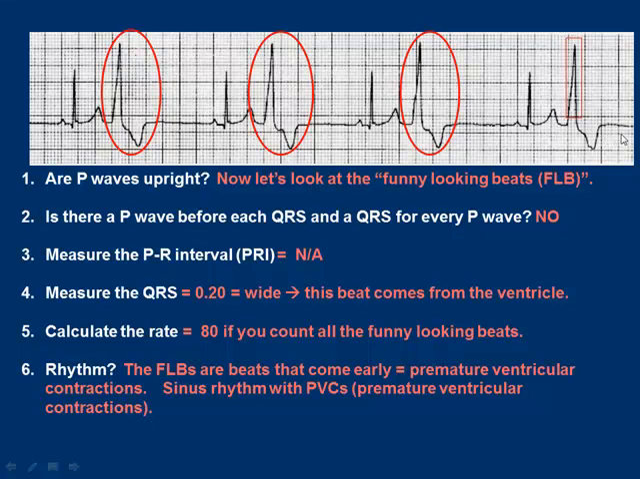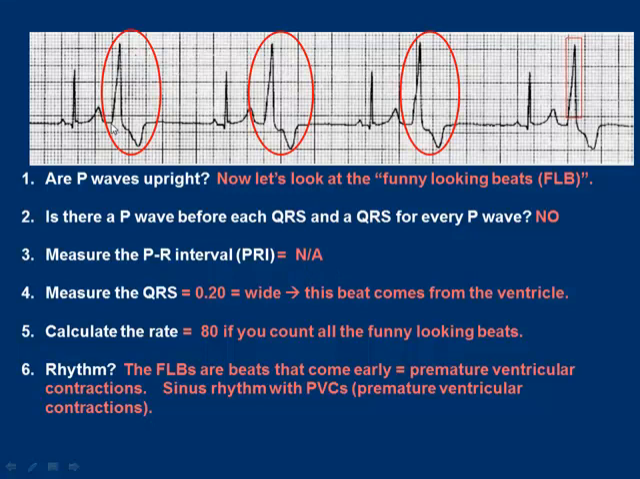So let's look at the funny looking beats or funky looking beats, however you want to do them. You'll have some people abbreviate them, FLBs. And let's talk about the P wave. Is there a P wave before these funny looking beats? Well, no, there isn't. This is the T wave from the PQRST. So there is nothing before these beats. I see what looks like a QRS and an upside down T, but I don't have any P waves. So the answer to 2 and 3 is no.